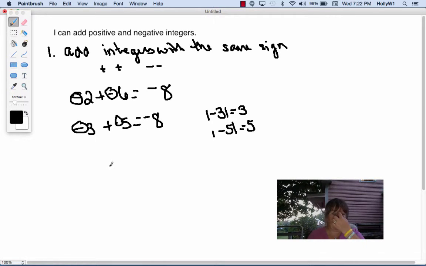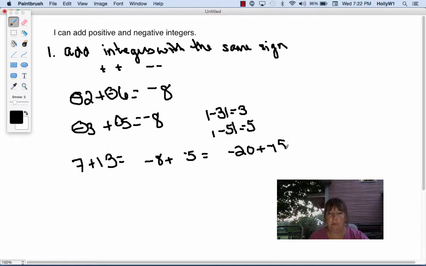So I want you to try some on your own. You're going to add 7 plus 13. You're going to add negative 8 plus negative 5. You are going to add negative 20 plus a negative 15. Okay, try this on your own, pause the video, and see what you get.